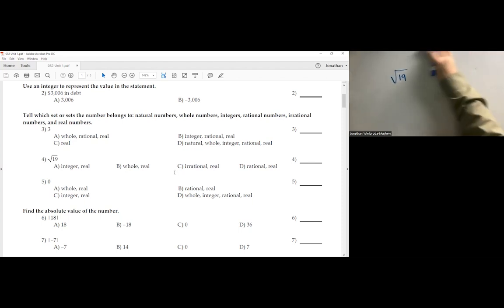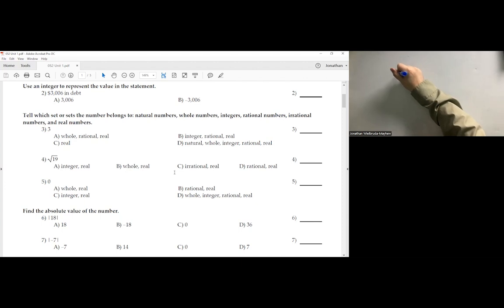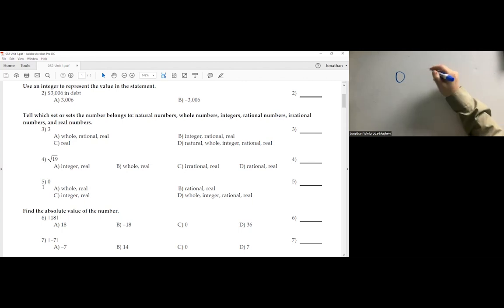Number 5, we have the number 0. 0 is not one of our counting numbers, so it is not natural. However, 0 is a whole number. All whole numbers are integers. All integers are rational. All rationals are real. So whole, integers, rational, real. That's our answer for number 5.